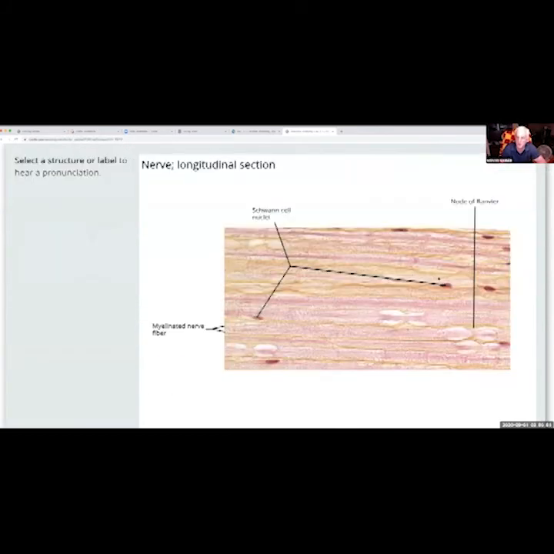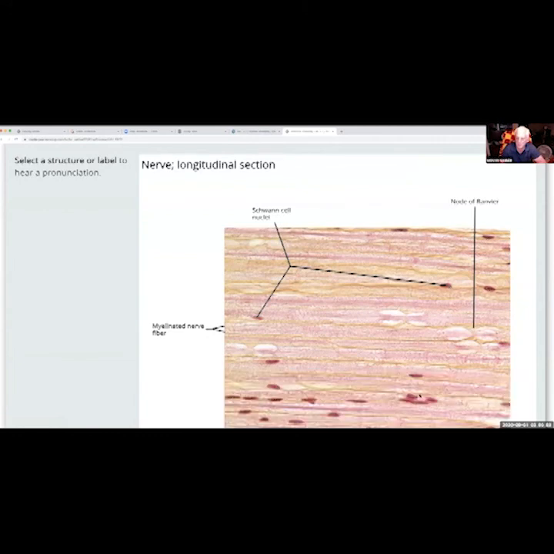You can see a Schwann cell right there, right there, right there. You can see the Schwann cells in a longitudinal section. Okay? You can see the nodes of Ranvier. Look at, you can see, if I can get that off of there. Let's go there. Right there. Let's get around it. Okay?